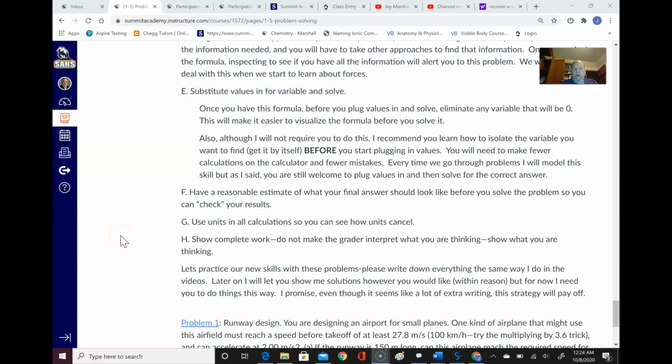Okay, so we've gotten to the point now where we have a strategy. We have created our motion diagram. We've collected all of our information on the motion diagram. We've written out all of the information that we have in our given list, and we've written out what we need, and we've found a formula that we can use to solve the problem.